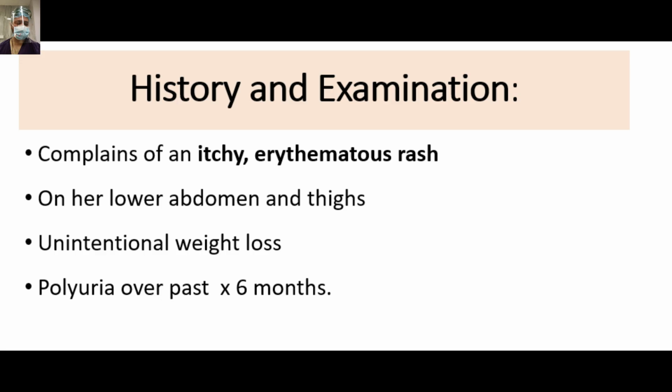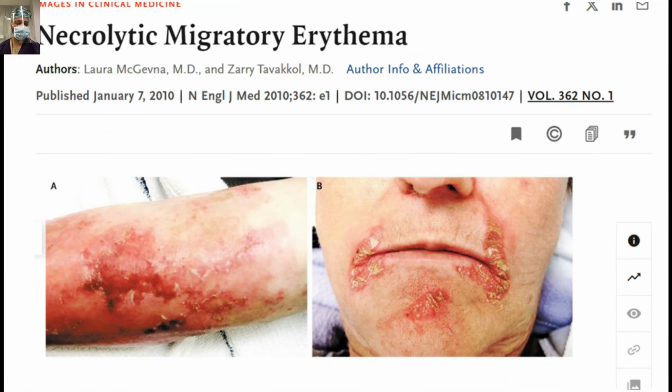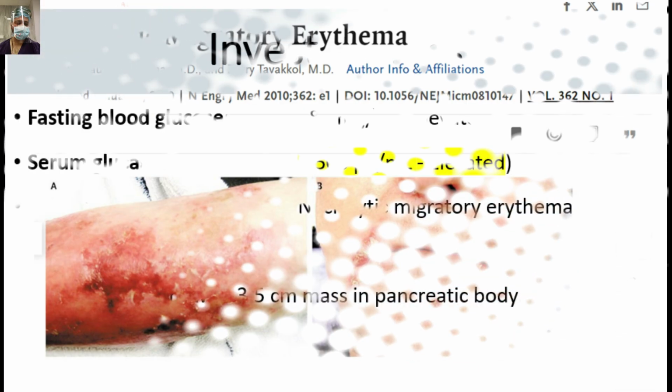This was something similar to the case which was published in NEJM, which we have discussed, that is the necrolytic migratory erythema, a specific rash, with diabetes mellitus. Polyuria was because of the diabetes mellitus, along with unintentional weight loss. So this is basically a case of glucagonoma.